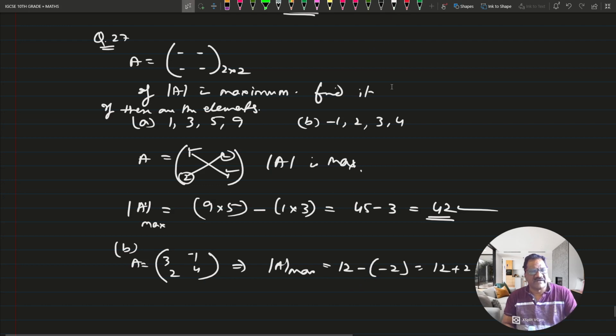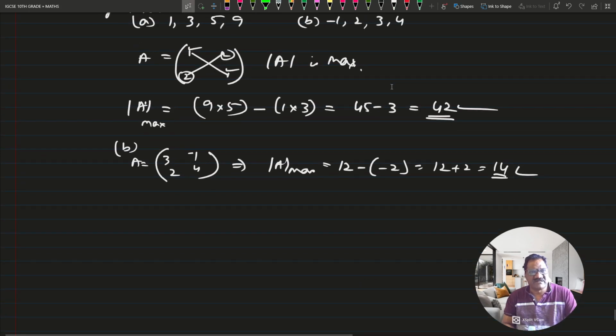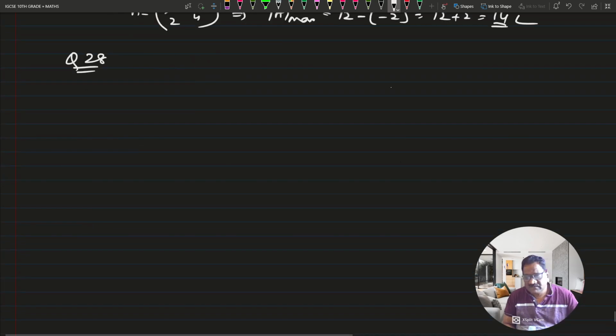You had to find out the maximum determinant value in case A and B, and the values we got are 42 and 14. Now coming to the last question of this exercise, question number 28. Now this is sort of a word problem. It says that a business makes floor tiles and wall tiles. So there are two types of tiles, floor tiles and wall tiles.